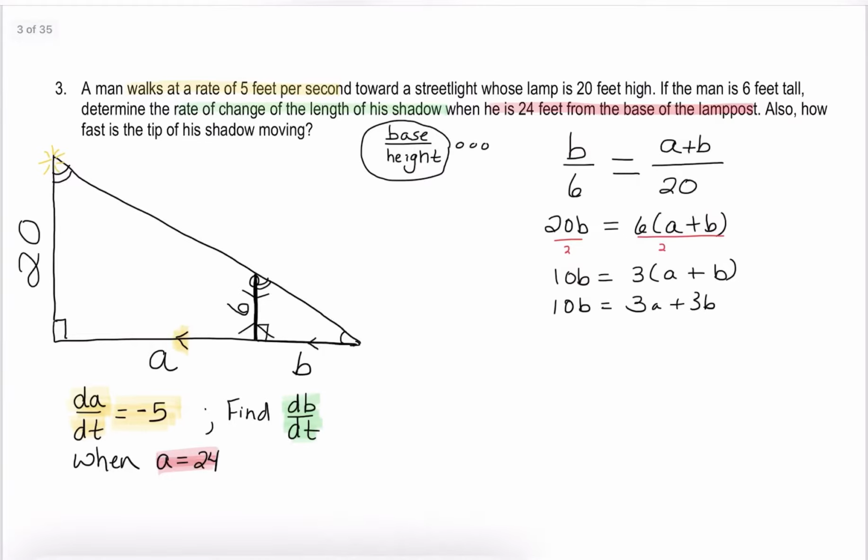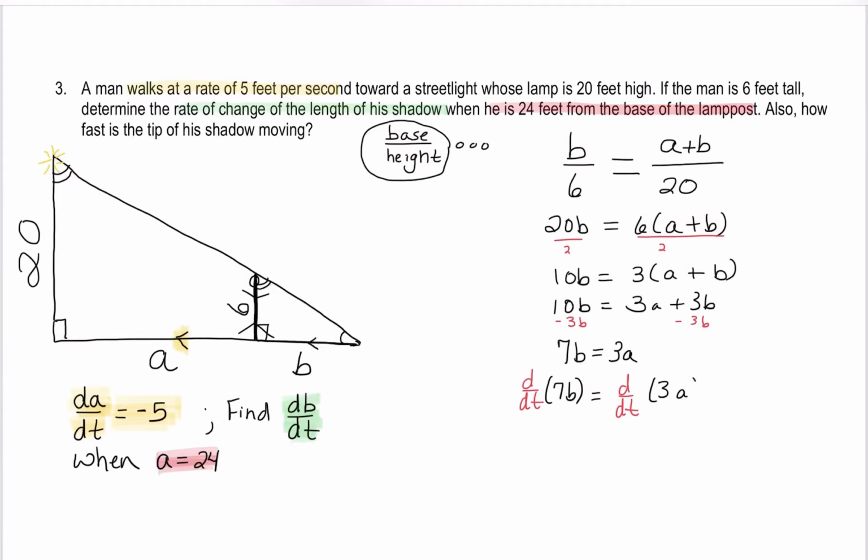And then I could get all of my b terms together on one side, so I could subtract the 3b. This is still just the original relationship that started off with that proportion. So 7b is equal to 3a. That looks a whole lot nicer in terms of differentiating, so that's what we're going to do next. We are going to differentiate both sides with respect to time. And again, you could have done it in the first one, it just would have looked a little uglier.